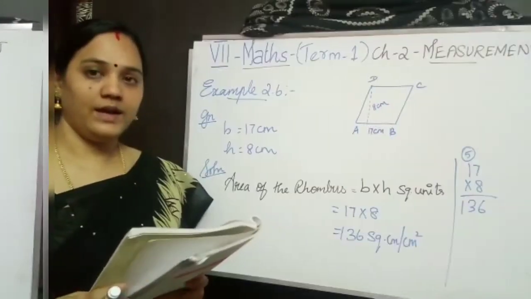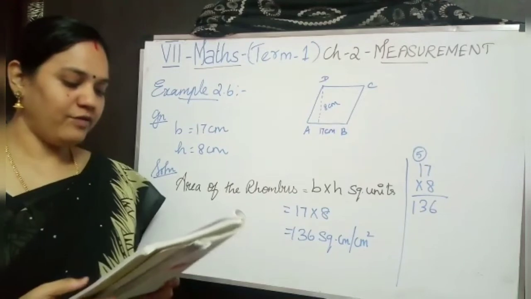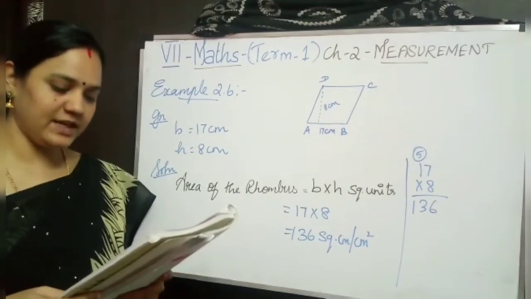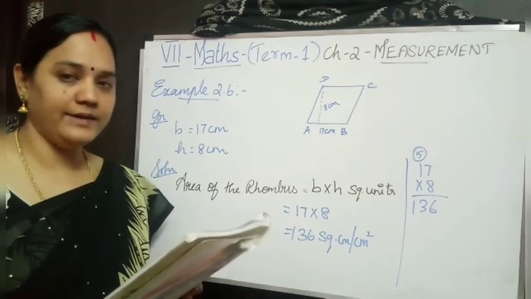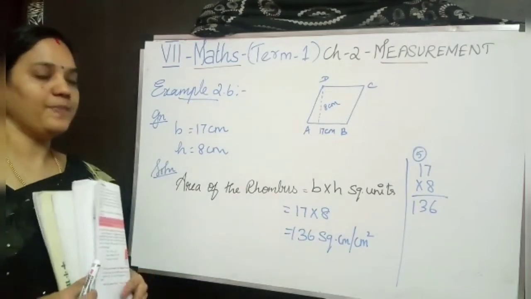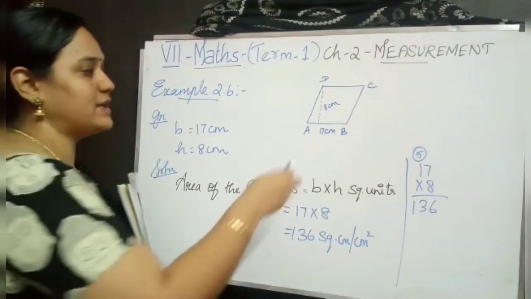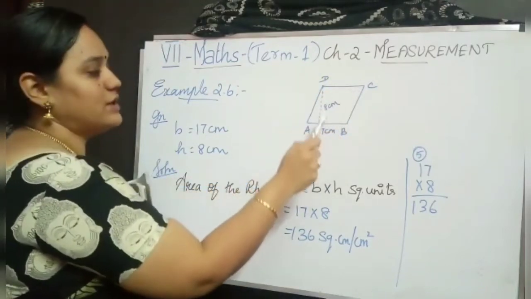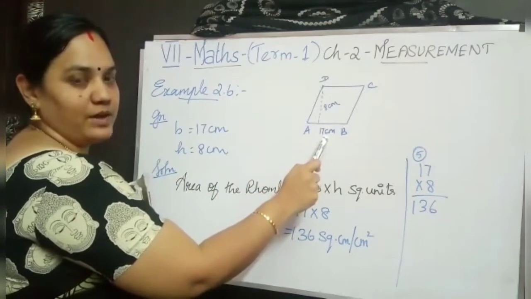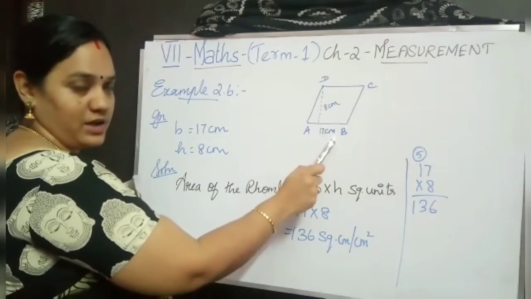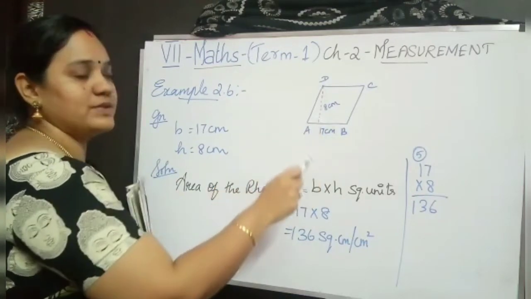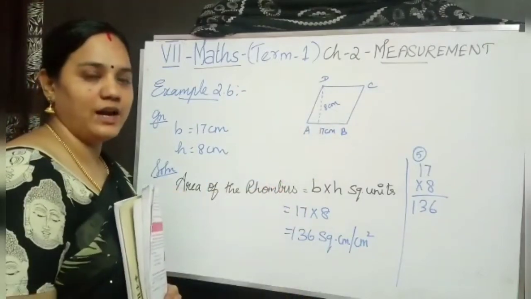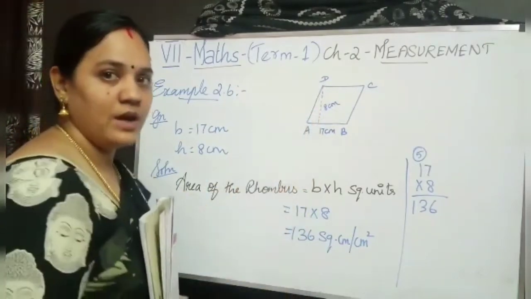Example 2.6. Find the area of the rhombus whose side is 17 centimeter and the height is 8 centimeter. They mentioned the side is 17 centimeter. All the sides are equal in a rhombus, so the base is also 17 centimeter. The height of the rhombus is given as 8 centimeter. This is the height of the rhombus. I already told you this is the altitude of this figure, right?